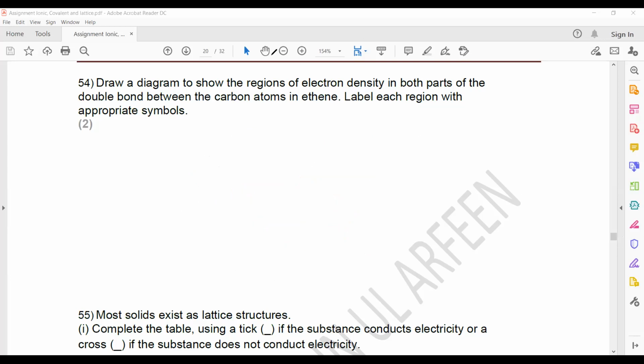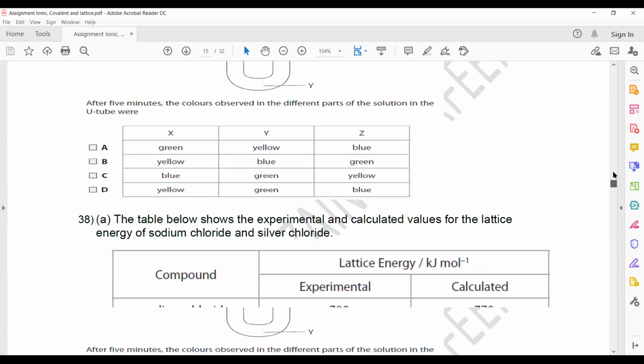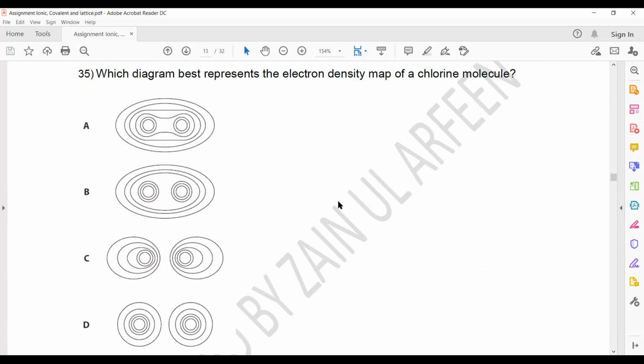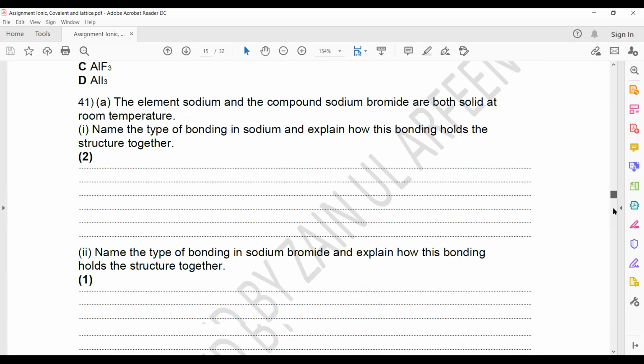Same way, if you remember, in this part the structure of chlorine was there. In the same manner you will draw, but with more lines as compared to that of chlorine.